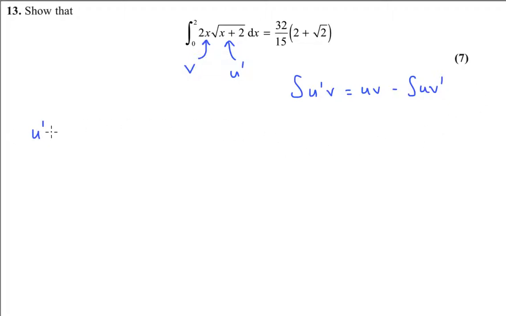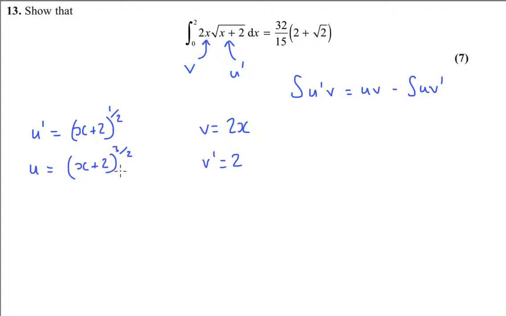So u dash is what we're integrating, so that's x plus 2 to the power of a half. And v is the thing we're differentiating, so that's 2x. So v dash is going to just be 2. u is the integral of this, so that's when you add 1 onto the power, divide by the new power, so divide by 3 over 2 is the same as timesing by 2/3, and divide by the coefficient of x as well, but in this case that's just a 1.